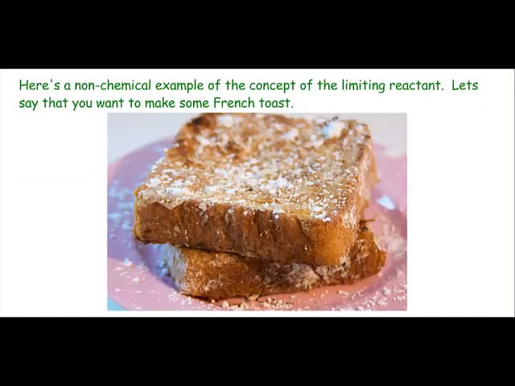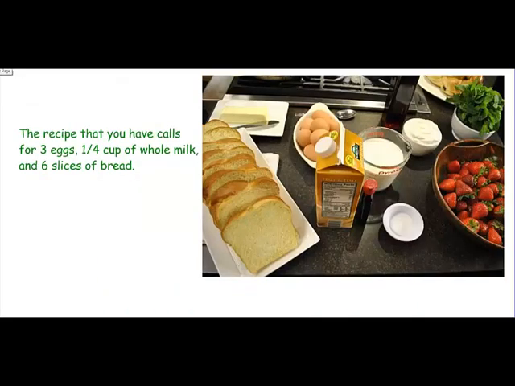Let's take a look at a non-chemical example. Let's suppose we want to make some French toast. Our recipe for French toast calls for 3 eggs, a quarter cup of whole milk, and 6 slices of bread. Keep those numbers in mind: 3 eggs, quarter cup of milk, and 6 slices of bread.